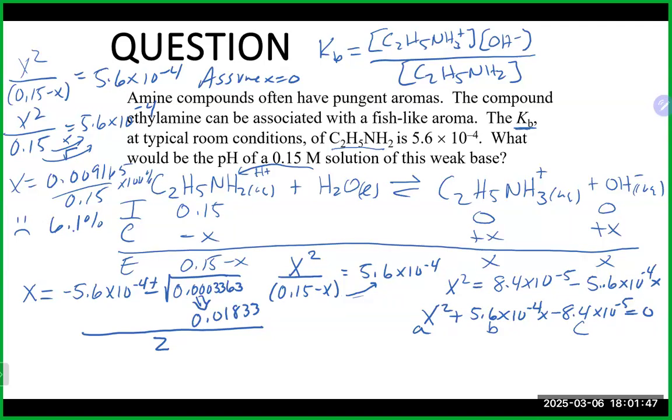That is going to get us 2 X values here. Perhaps one is good, hopefully. Plus 0.01833.